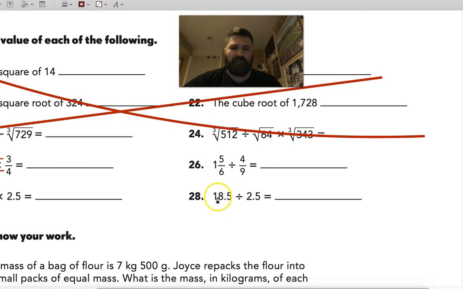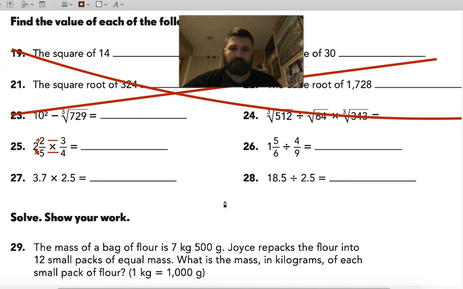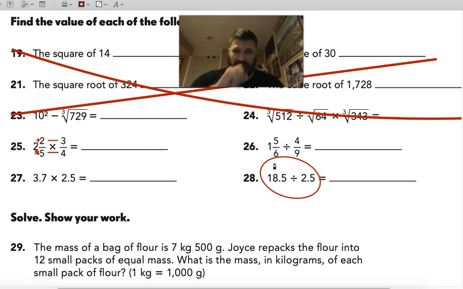And hopefully you remember how to do the decimals. Decimal division. First off, I remember a lot of us were struggling with how to even set that up as a division problem. Well, remember, this is 18.5 divided by 2.5.